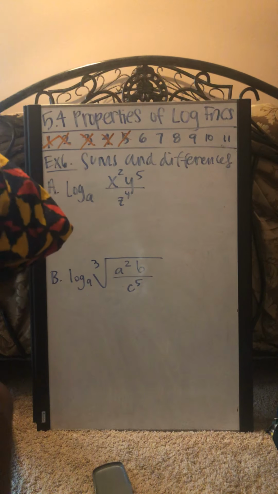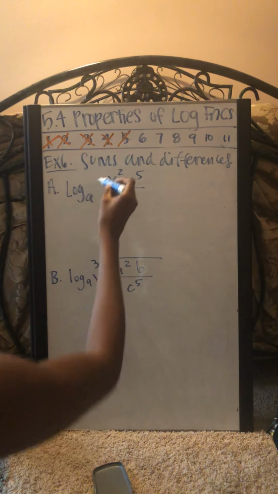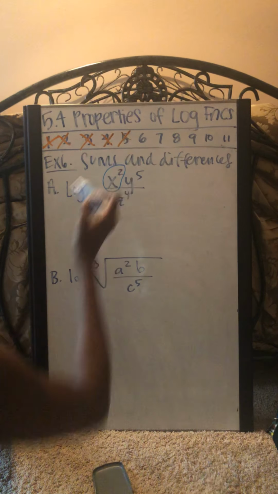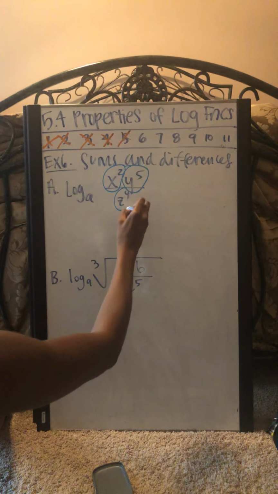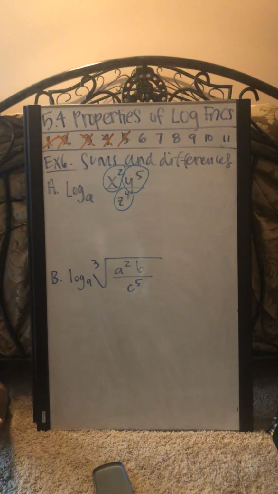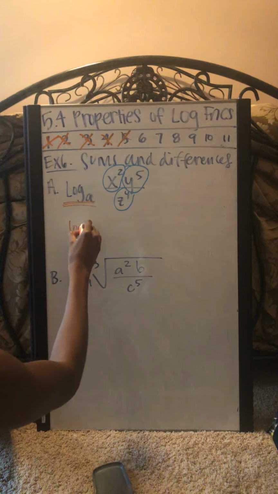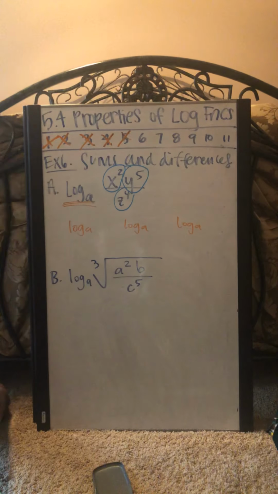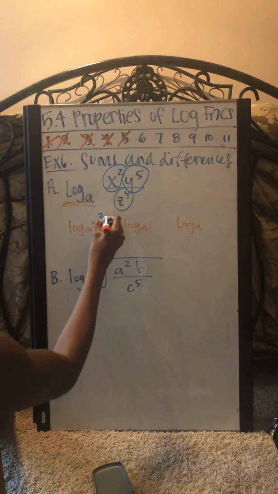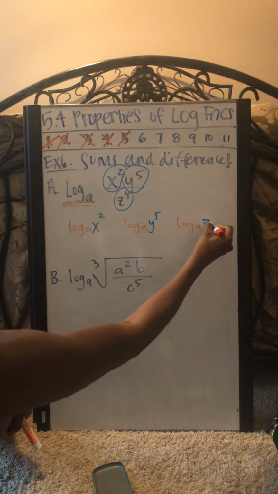So for this first one, we need to talk about how many different things we have. We have x squared, we have y to the 5th, and we have z to the 4th, which means that we have to write log a 3 times. So we have log a, log a, log a, okay? So for this first log a, we have x squared. Here we have y to the 5th, and here we have z to the 4th.